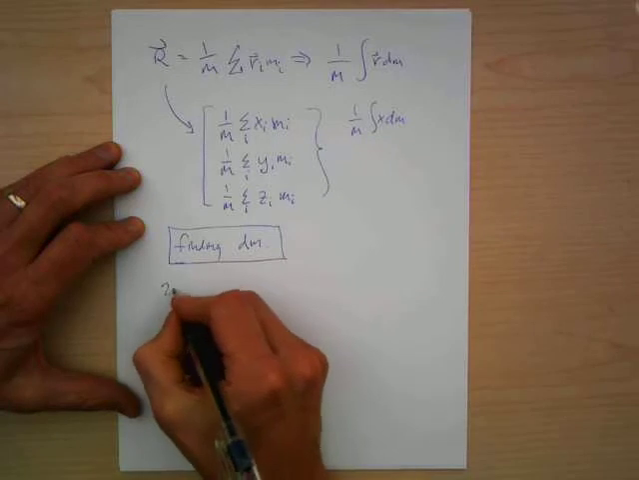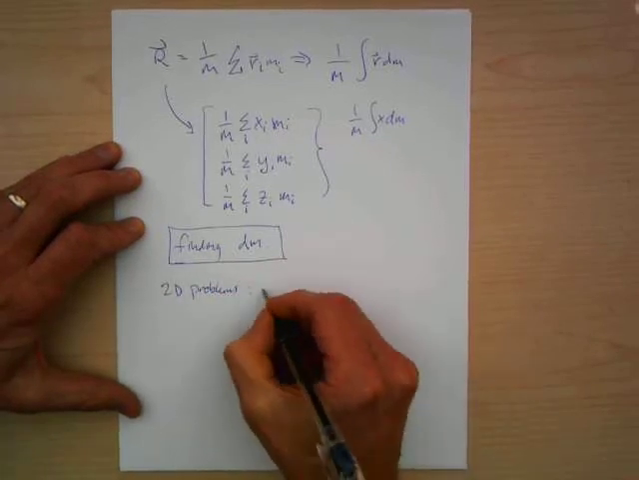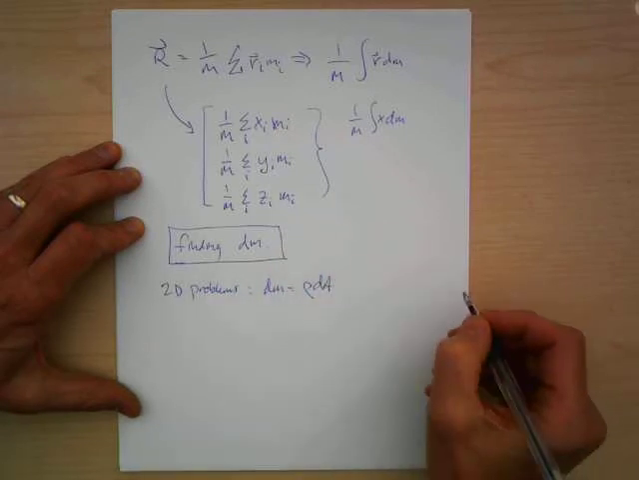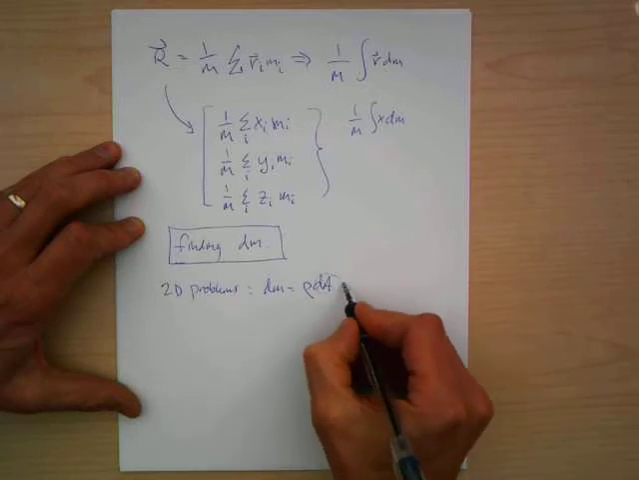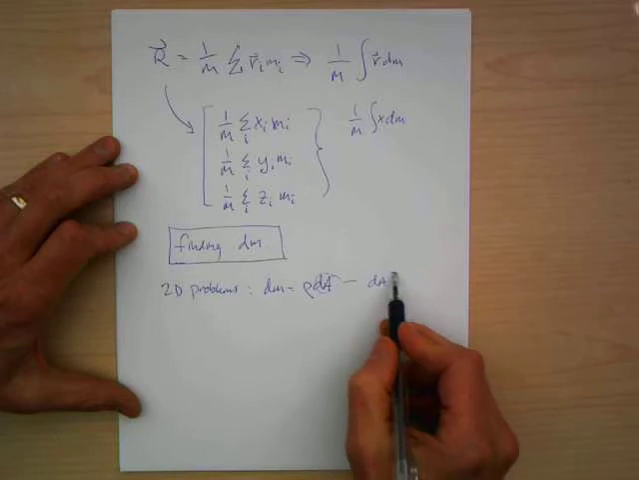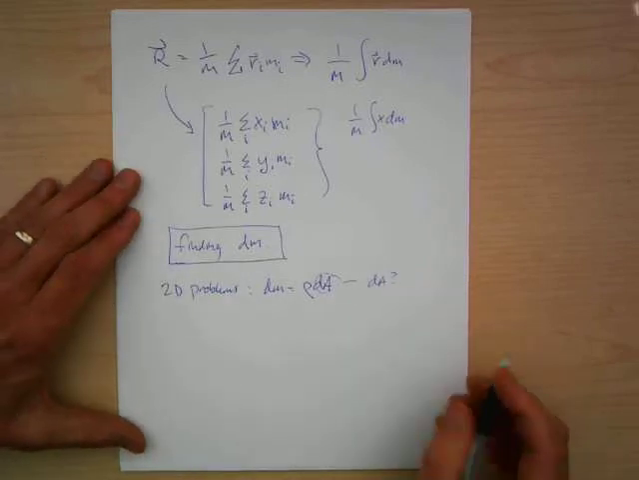Alright, so in 2D problems, we know that dm is going to be some kind of a density times an area. So then it comes down to what's dA. So the problems are going to come down to how do we express the area element in our various problems.